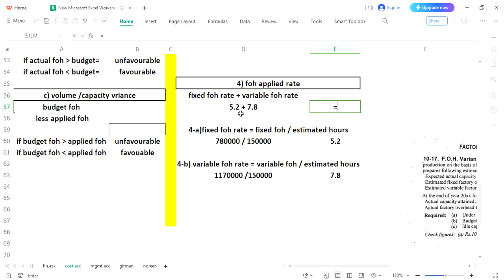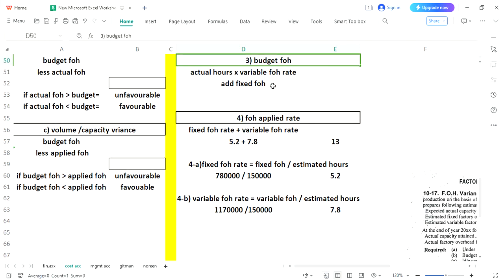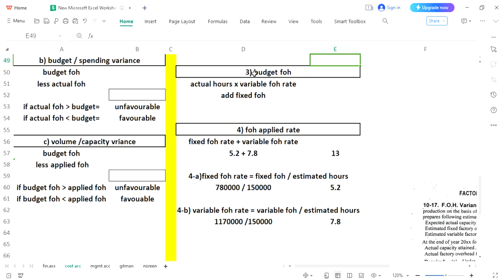This was 5.2, and then you will add 7.8. This way you have calculated the FOH applied rate. So please concentrate. FOH applied rate is 13. This is the fixed FOH rate, which is 5.2. This is the variable FOH rate, which is 7.8. So our fourth step is completed, and we'll go back, and now we will be calculating our third step.